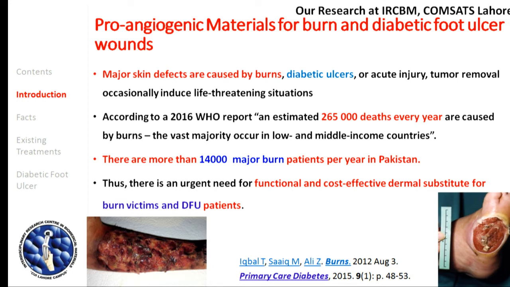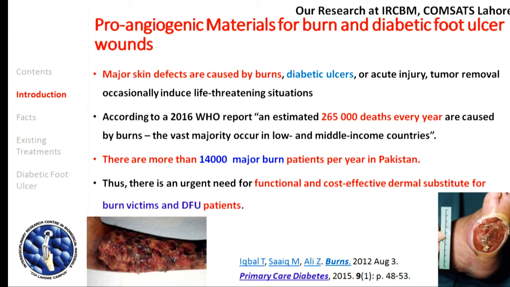Now back to our research, what we have done in this area in the field of biomaterials, tissue engineering, and regenerative medicine. We know that skin defects are caused by burns, diabetic foot ulcers. That's the extreme. For example, in a 2006 WHO report, 265,000 deaths every year are caused by burns, and most of them are happening in low and middle income countries. That's really sad. So it means the scientists sitting in these countries have to really think about how to decrease this number. There are more than 14,000 major burn patients per year in Pakistan, and similarly in other developing countries as well. So these numbers are higher.